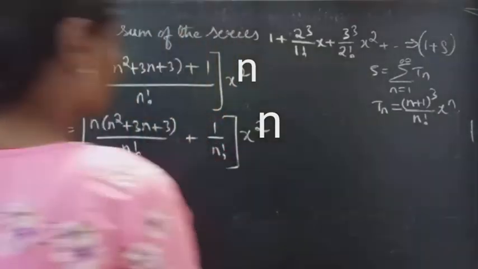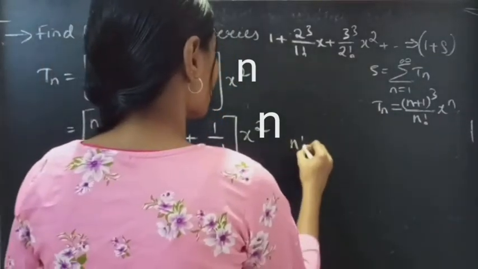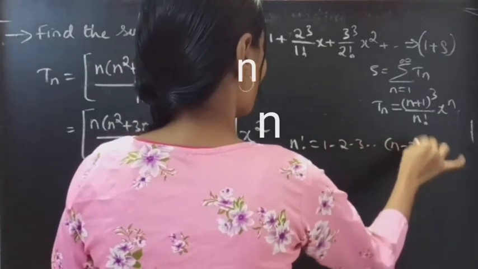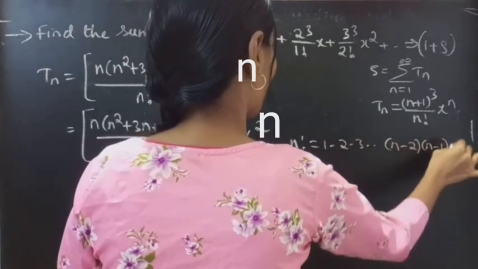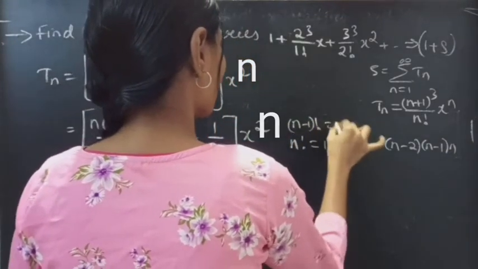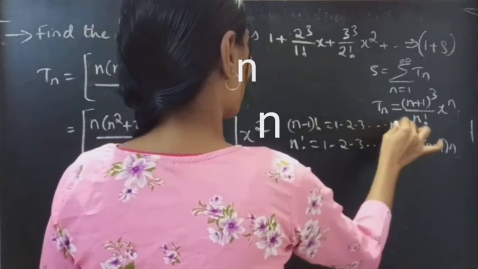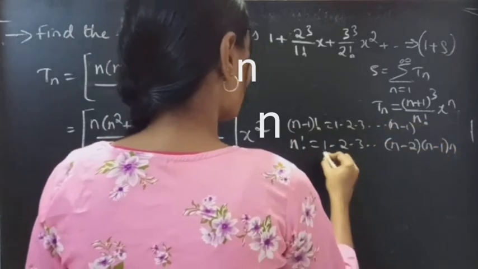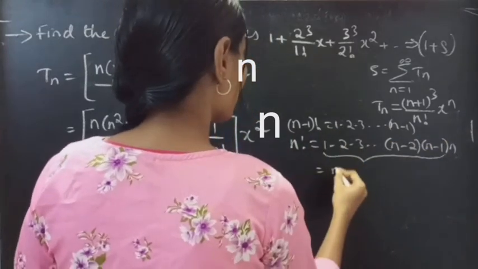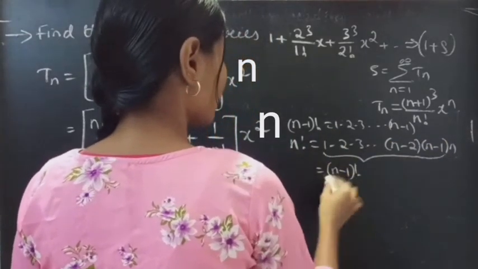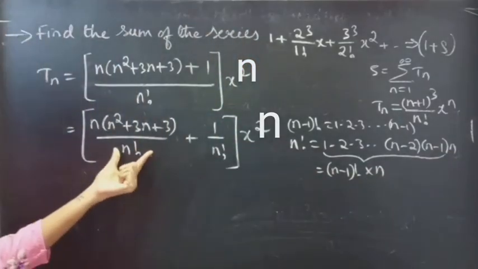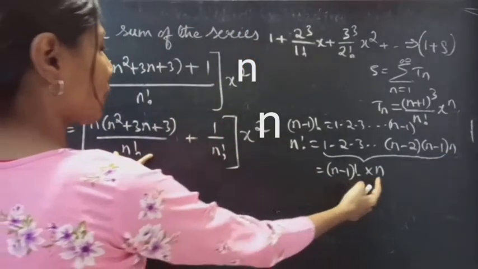We know that n factorial equals 1 into 2 into 3 into so on into n minus 2 into n minus 1 into n, right? And also we know that n minus 1 factorial equals 1 into 2 into 3 into so on into n minus 1. So you can replace 1 into 2 into so on into n minus 1 by n minus 1 factorial, then we'll get n factorial equals n minus 1 factorial into n, right? Now you can replace this n factorial by n minus 1 factorial into n.